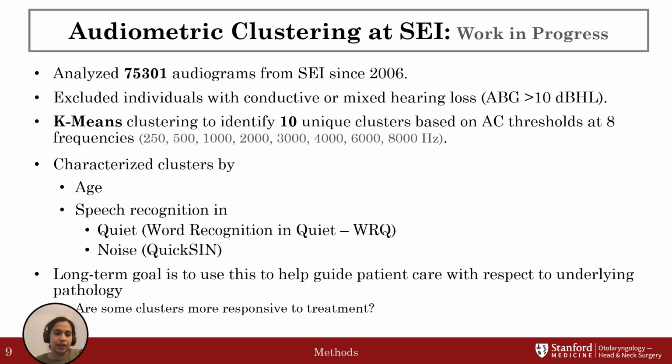To achieve this, we analyzed around 75,000 audiograms from the Stanford Ear Institute since 2006. We excluded individuals with conductive or mixed hearing loss, that is, with an air-bone gap of greater than 10 dB HL. We later performed k-means clustering on these audiograms to identify 10 unique clusters based on the air conduction thresholds at 8 frequencies ranging from 250 to 8000 Hz. We later characterized these clusters by age and speech recognition in quiet, as seen on the word recognition in quiet task, as well as the speech perception in noise as measured on Quicksyn.